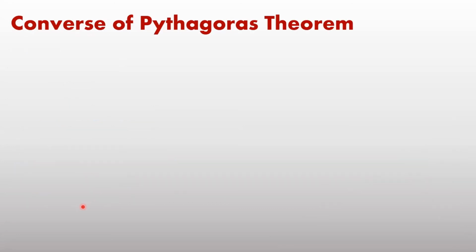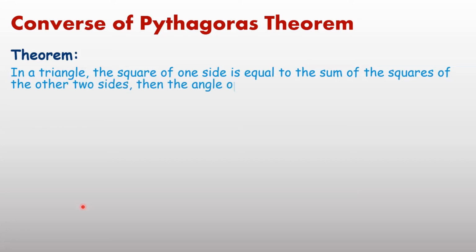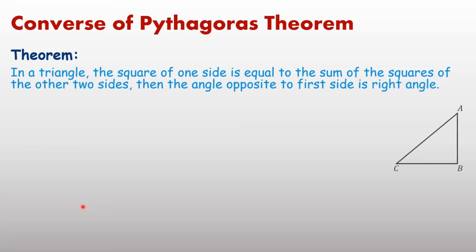Now next, converse of Pythagoras theorem. Converse of Pythagoras theorem means given and to prove are interchanged. Means in a triangle, if the square of one side is equal to the sum of squares of the other two sides, then the angle opposite to the first side is a right angle. Means here in this theorem, the given part is the square of one side, means AC square equal to AB square plus BC square, and we have to prove angle B equal to 90 degrees.